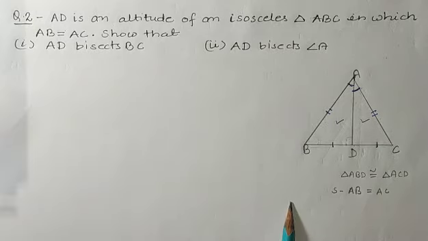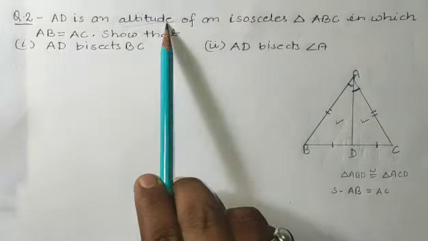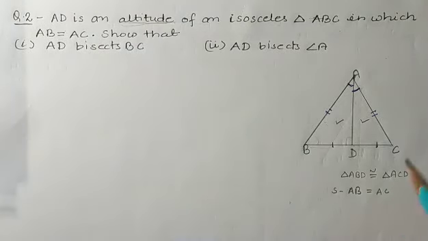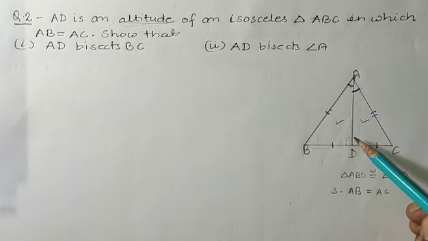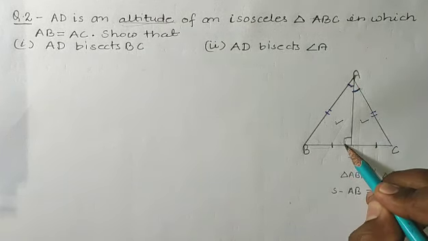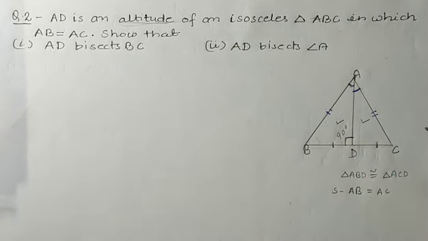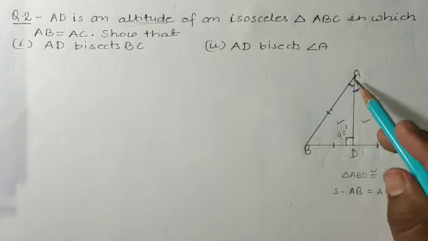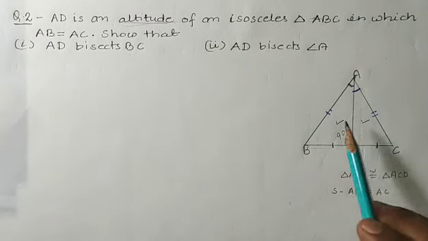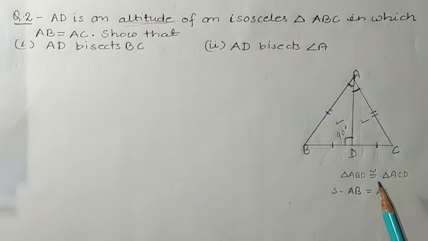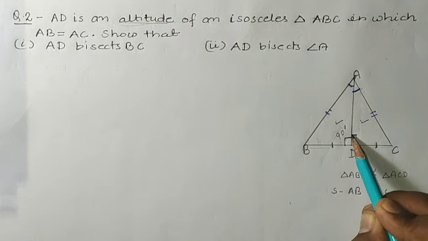If you read the question carefully, you will get what? AD is an altitude. What is an altitude, students? Altitude means a line which is drawn from any vertex to the opposite side, and that is perpendicular, which means this is 90 degrees. So AD is an altitude, which is given in the question: AD is an altitude of an isosceles triangle ABC. So here in these two triangles, if this is 90 degrees, then this is also 90 degrees.